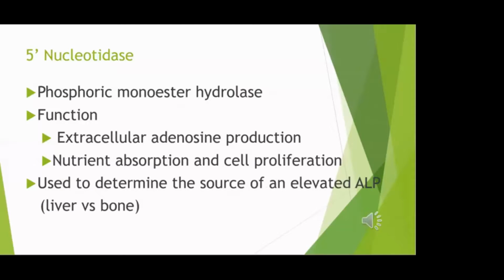Okay, 5-nucleotidase, which is a test we don't frequently use, is a phosphoric monoester hydrolase, and its function is for extracellular adenosine production, nutrient absorption and cell proliferation, and it is used to determine the source of an elevated ALP, whether it's really from the liver or from other organs or bone.